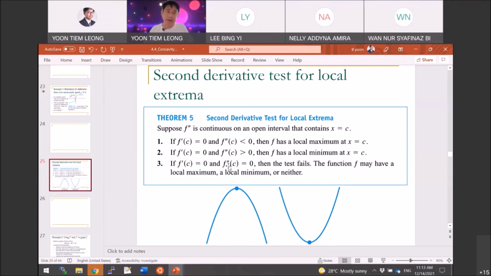But the second derivative test is always the preferred choice because it's much easier to implement. You don't need to compare the sign on the left and the right of the critical point. Sometimes you get confused when the sign changes from negative to positive or from positive to negative. Sometimes I get confused as well. Is it a maximum or is it a minimum when the sign changes?